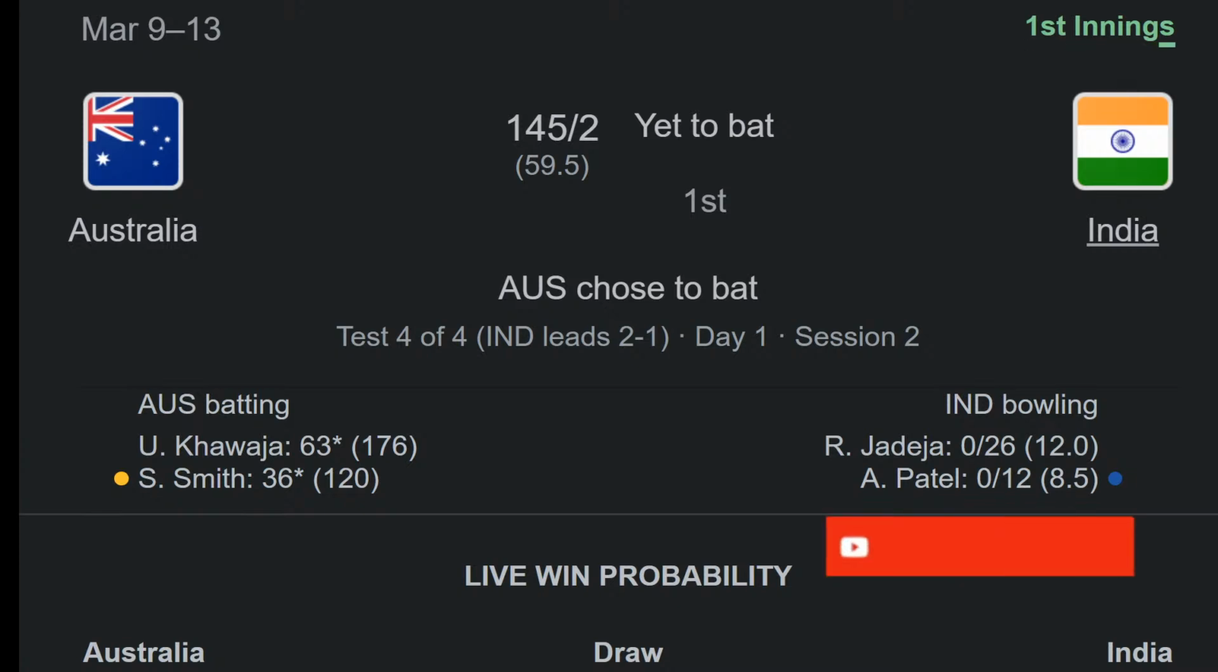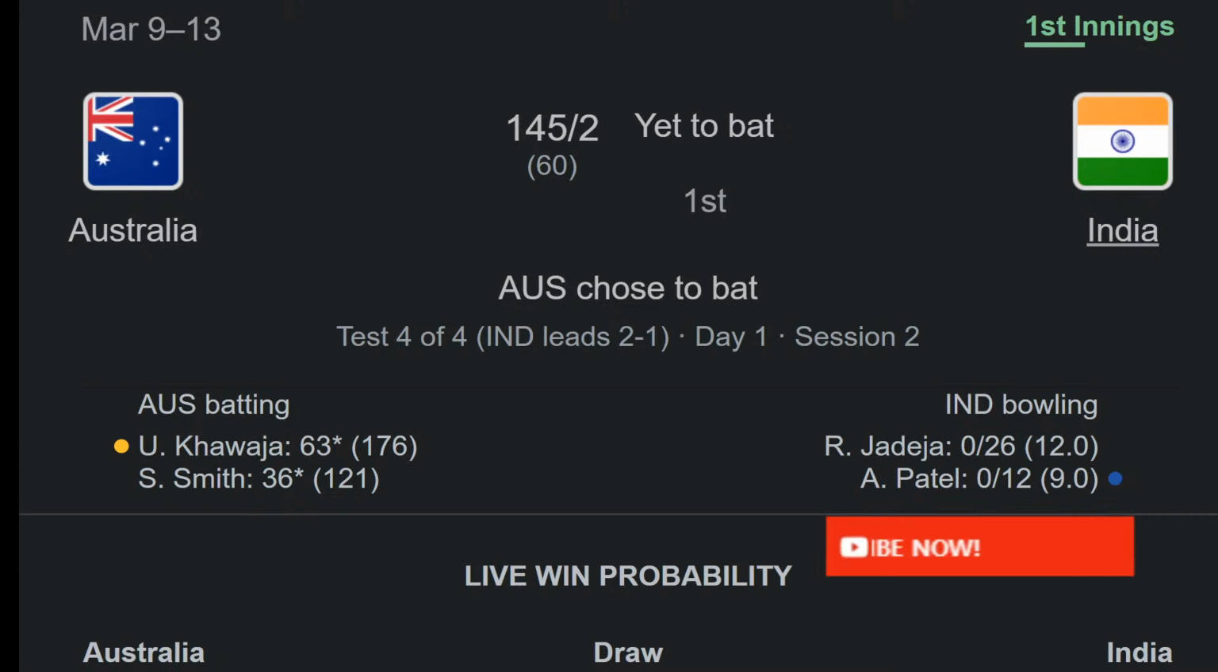Maiden over. The exact battle: Khaja 63 of 176 and Steve Smith 36 of 120. Jadeja bowled 12 overs and Axar Patel 9 overs. 60 overs completed in this match. Today's second session is going on.